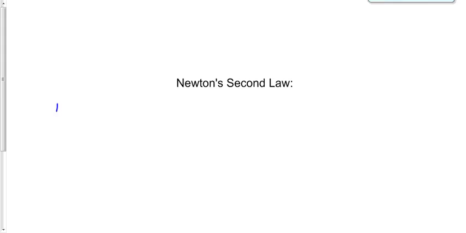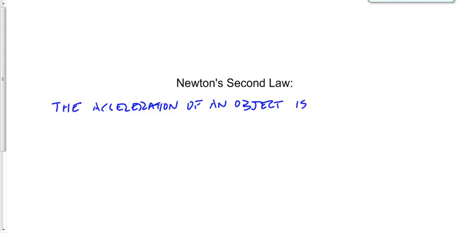It says the acceleration of an object is directly related to what? You fill in the blank there. It's directly related to what? It's not inversely related to this. It's directly related to the net force, yes.